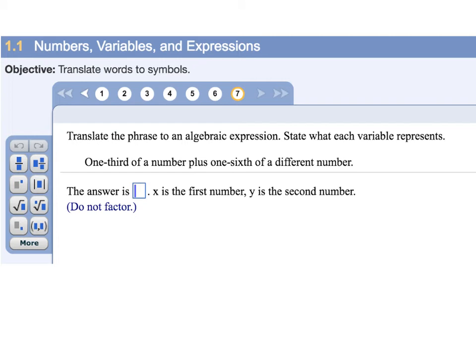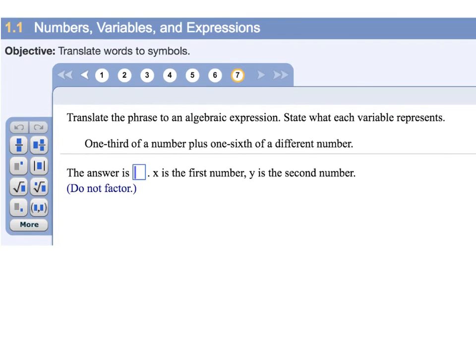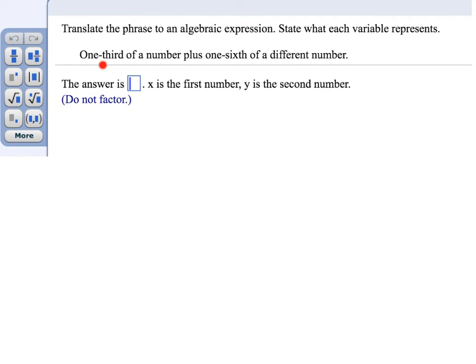And then the last one, translate again. 1/3 of a number plus 1/6 of a different number. So 1/3 of a number. Now, do we know what that number is? No, so that's going to be our x. In fact, it says x is the first number, y is the second number.